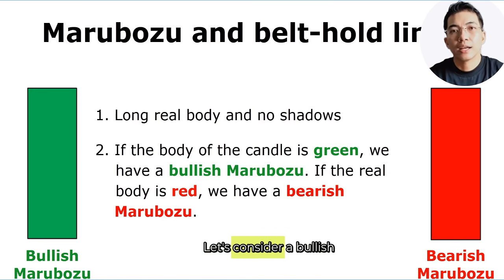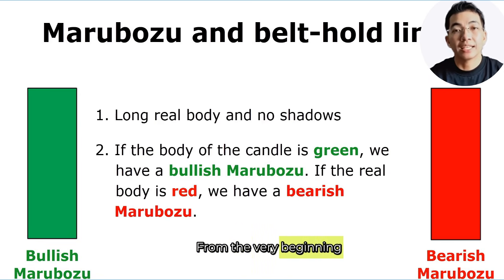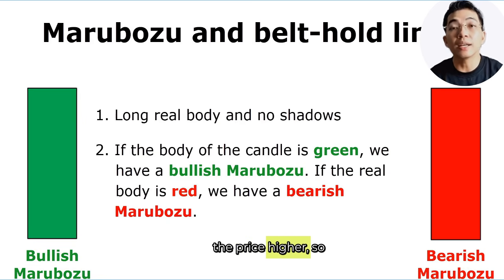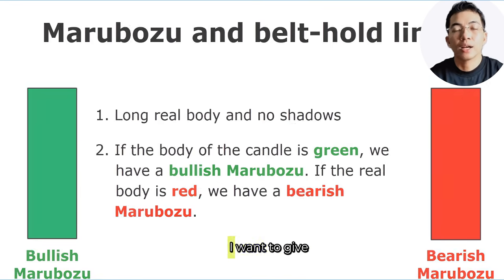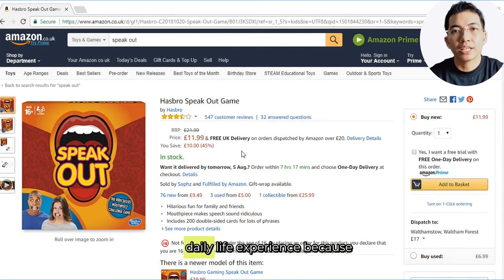Let's consider a bullish Marubozu, for example. From the very beginning to the end of the session, buyers pushed the price higher, so this candle is the most powerful sign of buyers on the market. I want to give you an example of daily life experience because I like to show how Forex behavior is usually similar to other situations of normal life.